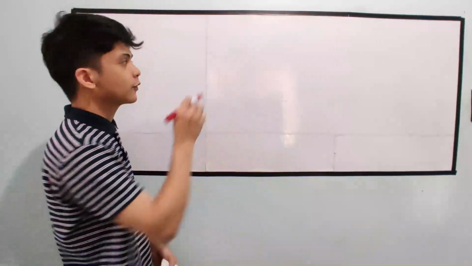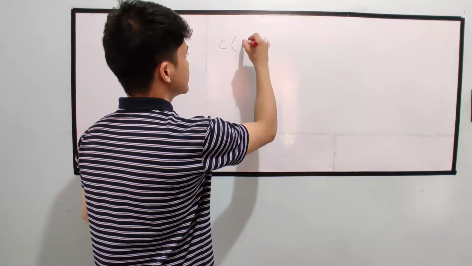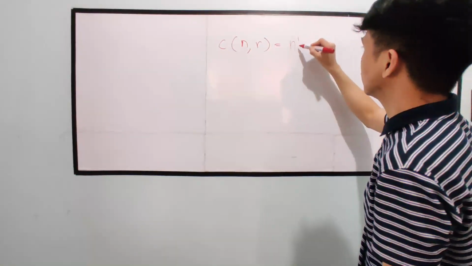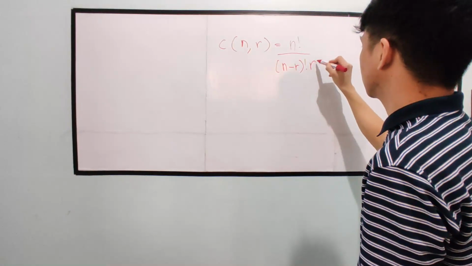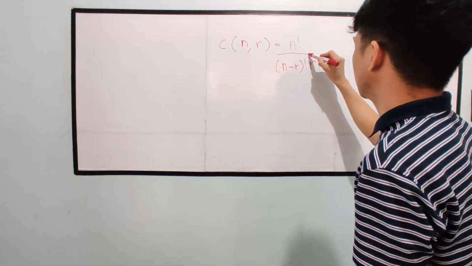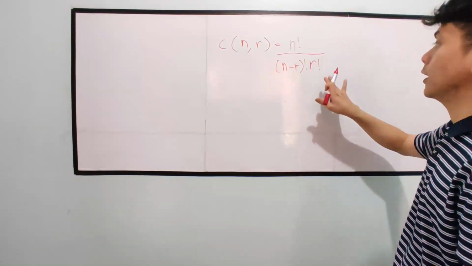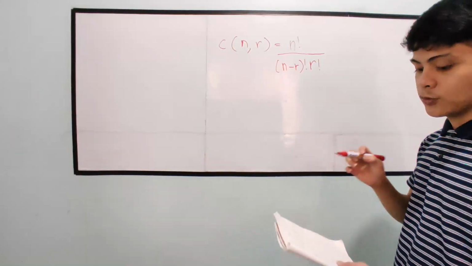So yung combination formula is combination of n taken r is equal to n factorial over n minus r factorial times r factorial. Okay? So para lang siyang permutation formula pero may nakadivide na r factorial. So, paano natin to gagamitin?